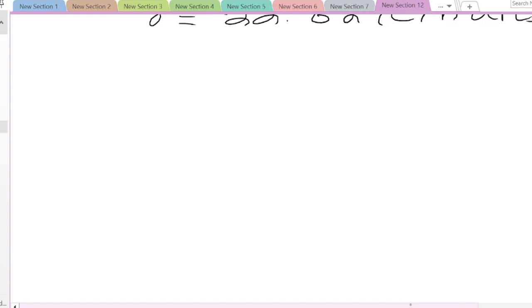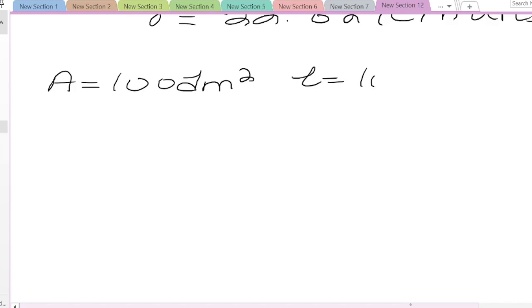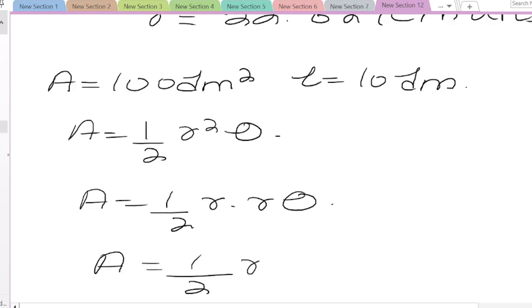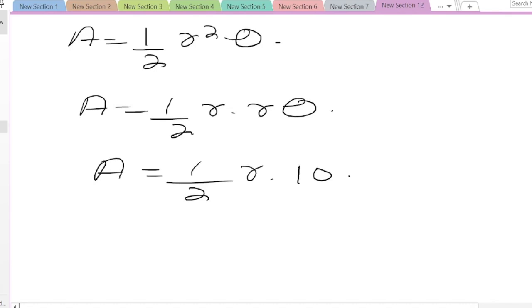Now let's write the given data. Here the value of area is 100 dm square, while the value of the length is equal to 10 dm. Okay, so now as we know that area is equal to 1 by 2 r square theta, this can be expanded and we can write 1 by 2 r into r theta. So 1 by 2 will be written as it is, r will be written as it is, but instead of r theta we're gonna write 10, because r theta is equal to L, and what is the value of L? That is 10. And what is the value of A? That is 100. So 100 will be 10 by 2 r.